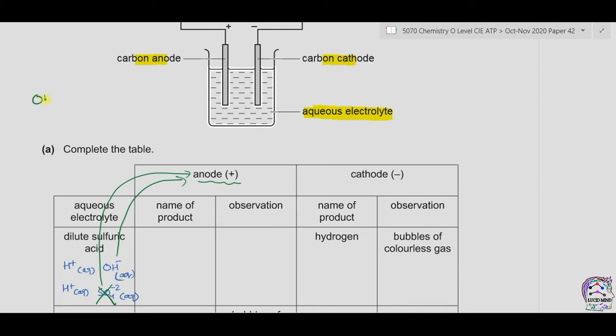As we know that OH negative ions move towards anode and they lose electrons to form water along with oxygen and 4 electrons. So oxygen is the product that is formed at the anode. So we can write the name of the product as oxygen. And the observation for oxygen gas is that bubbles will be produced which are colorless, as oxygen gas is colorless. So we can write bubbles of colorless gas.